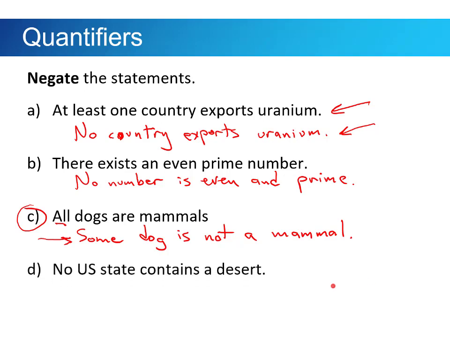Here's our last example. No U.S. state contains a desert, so the negation of that is some U.S. state contains a desert. Or how about, just to mix up the language a little bit, at least one U.S. state contains a desert.